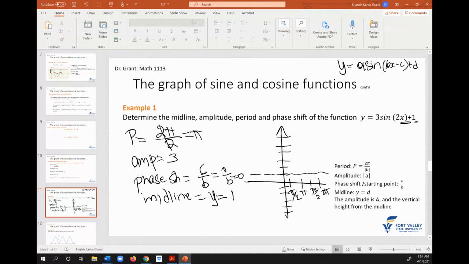Your amplitude is the height from the midline to the top or the bottom of the graph. So this means it's 3 units. I'm going to go up 3 units. So this is where my graph will be stopping. If I go down, this is where my graph will be stopping. Alrighty.